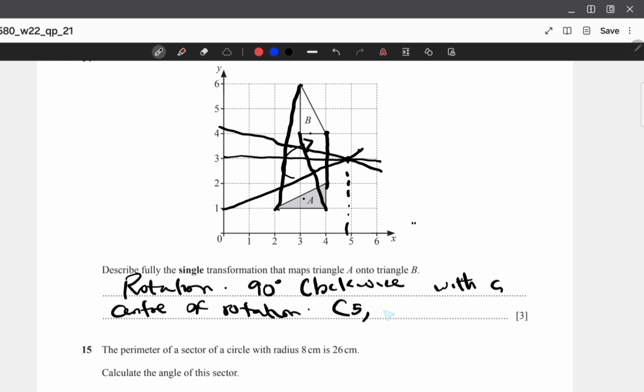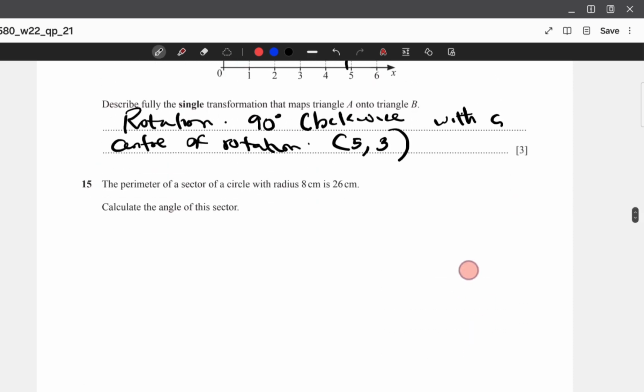And the y is what? The y is 3. But if you use your ruler, you'll find out that it falls at x is 5, y is 3. If you use your ruler, because that should be what the answer is. If you use your ruler, you get that. So that's that.